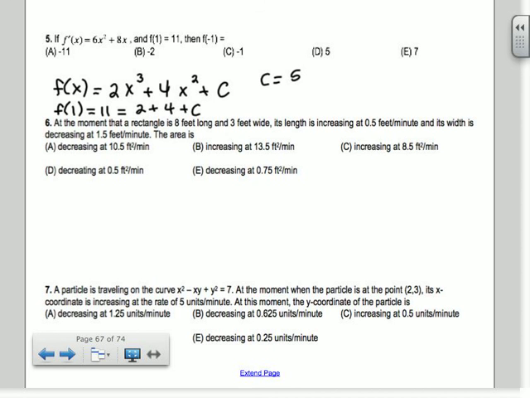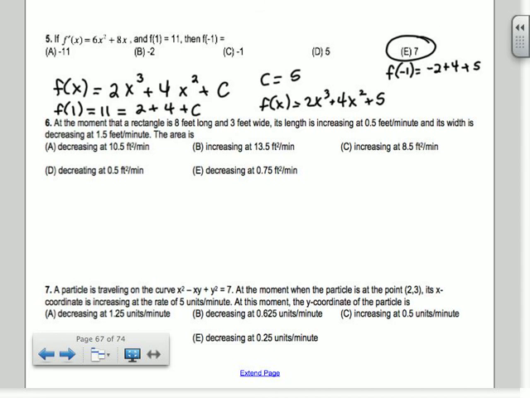Okay, so that means that f of x is 2x cubed plus 4x squared plus 5. We found c. So plug in negative 1. So negative 1 times 2, so negative 2. Negative 1 squared is 1, so plus 4 plus 5. So what do we get? 7. So that's our answer. Okay, we'll be doing that all second semester, so don't worry, we'll be doing plenty of antiderivatives.